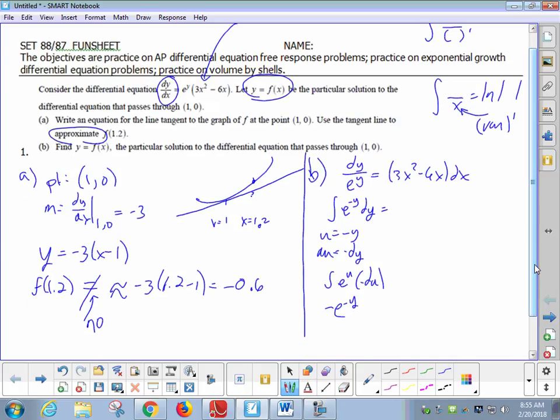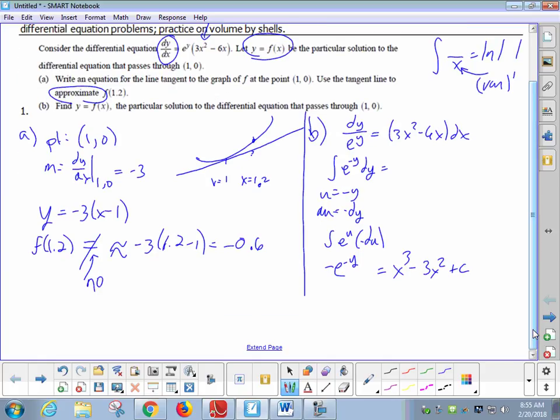Okay, so what about the right side? A little easier: something like x cubed minus 3x squared plus c. Any questions so far? Okay. Now, what's the next thing we've got to do? Two things we really need to do: use the initial condition and solve for y. It doesn't really matter which order you do them. I'm in the business of using the initial condition first. In terms of AP strategy, it's the easiest points, so you go there first.